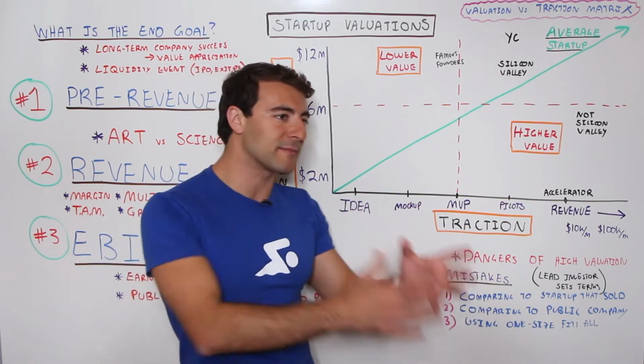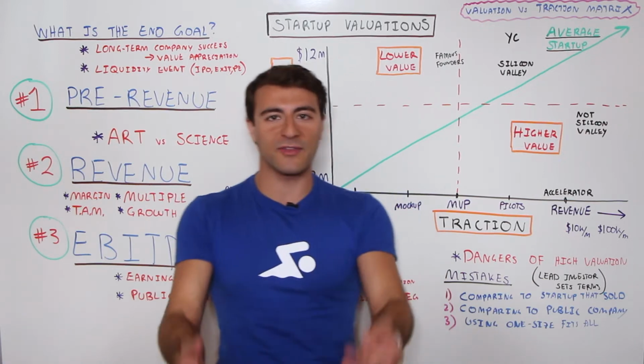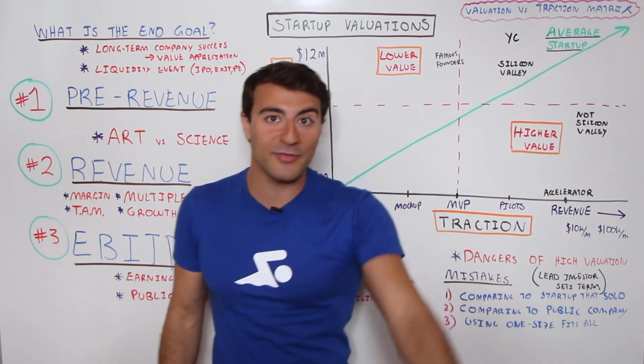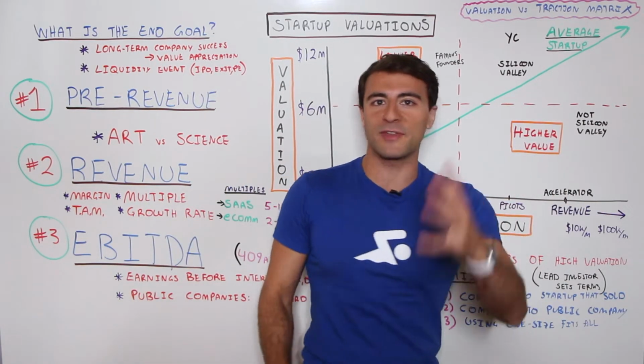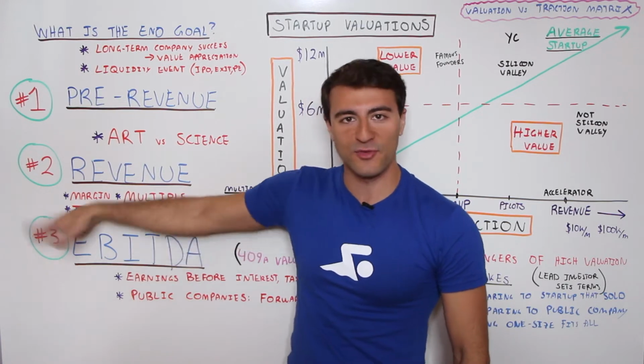You put your product in the market in some capacity, and then later down the road, you actually get to revenue, recurring revenue maybe, and maybe it's $10,000 per month, $100,000 per month, and once you get into those bigger numbers of revenue, then you start to look at these multiples and option number 2 and 3 here.